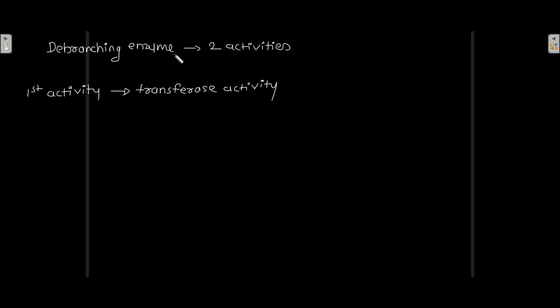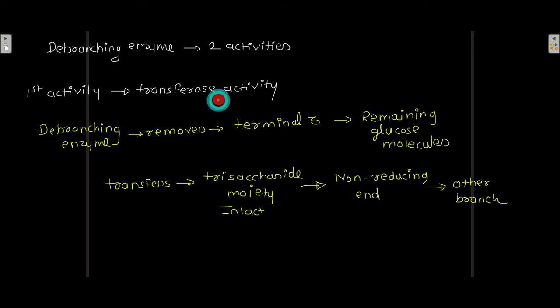The first activity of this debranching enzyme is the transferase activity. In this transferase activity, what this debranching enzyme does is it removes the terminal 3 of the remaining glucose molecules, and it transfers the trisaccharide moiety intact to the non-reducing end of the other branch.